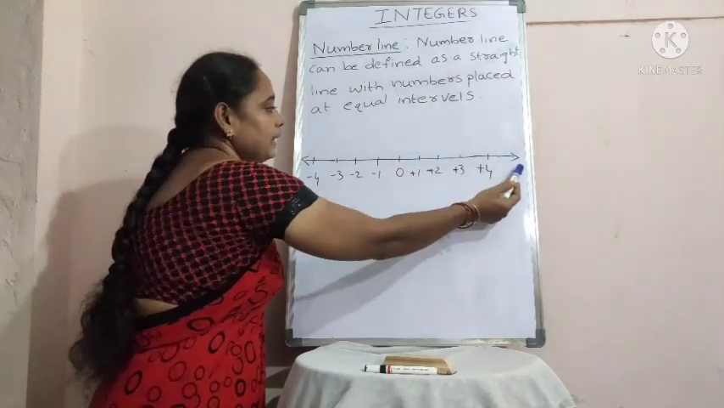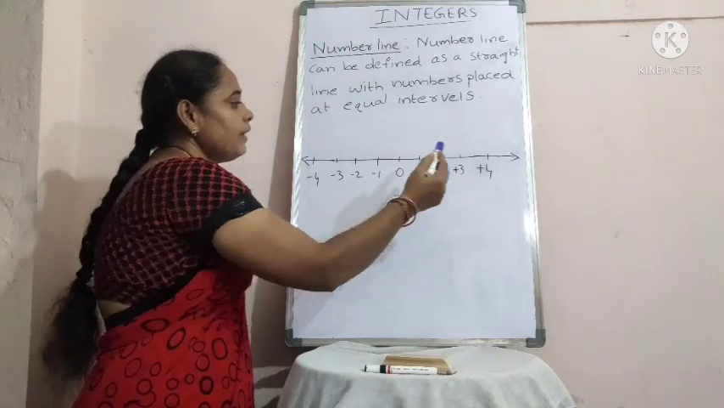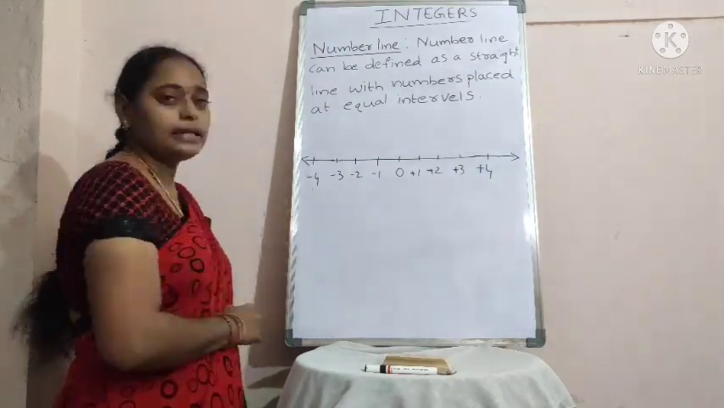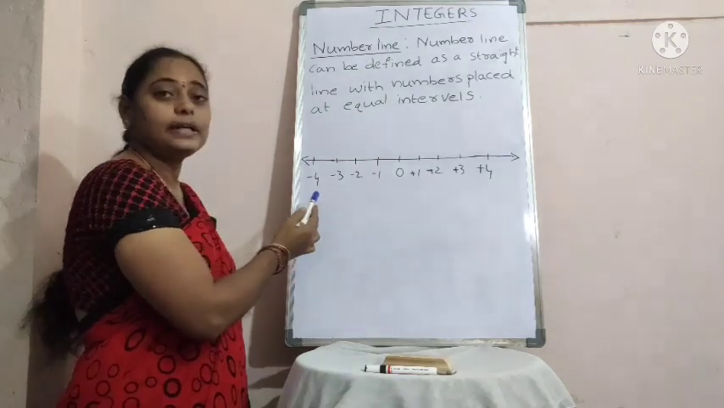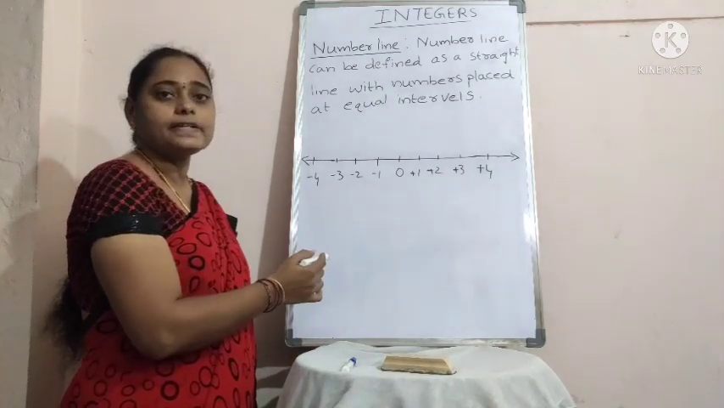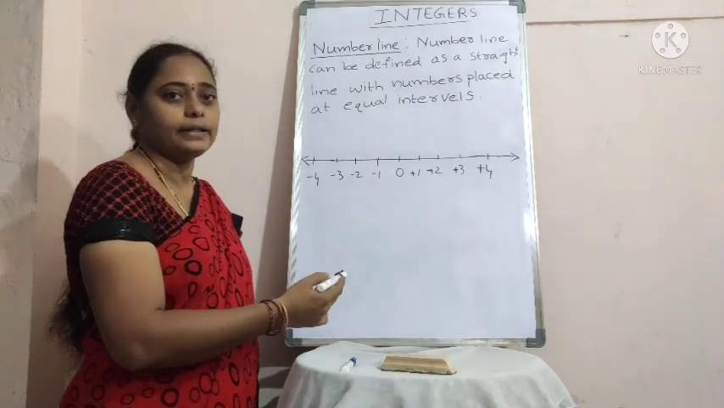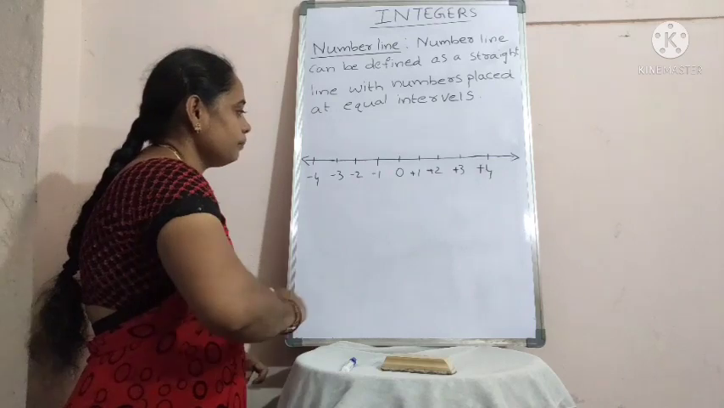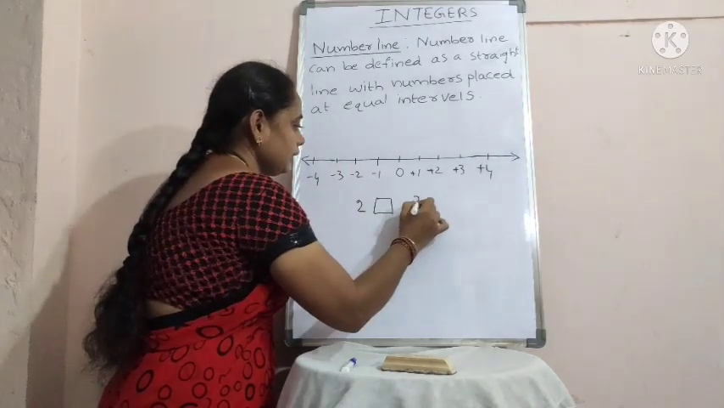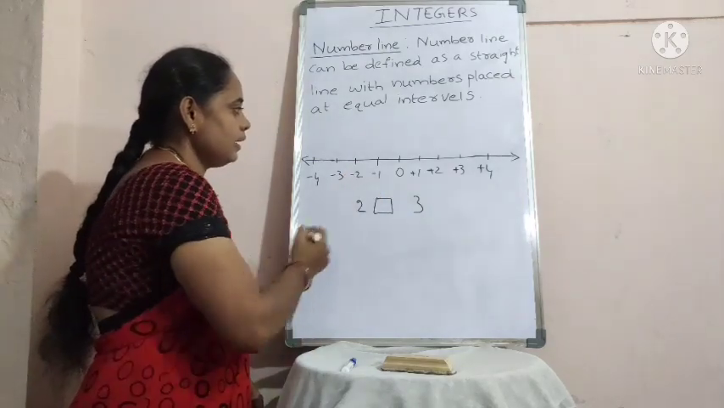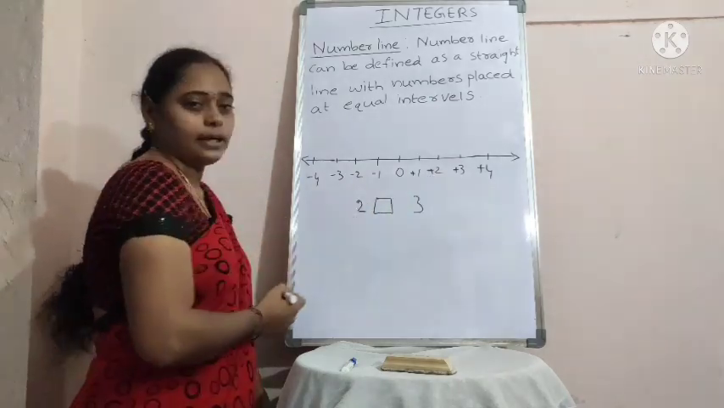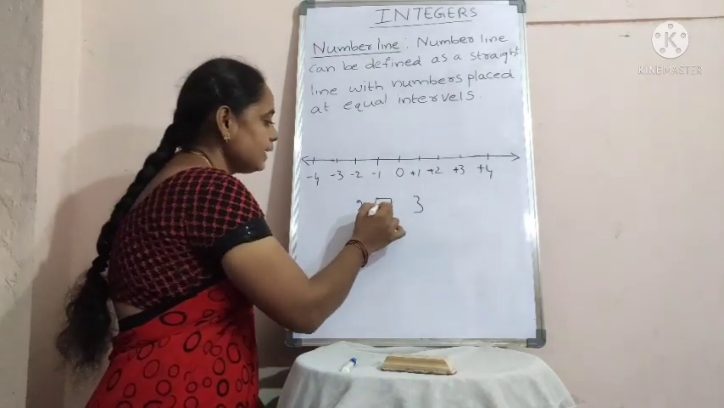This arrow mark indicates infinite number of positive integers. This arrow mark indicates infinite number of negative integers. The number on left is smaller than the number on right. For example, 2, 3. See on number line. 2 is left of 3. So 2 is less than 3.